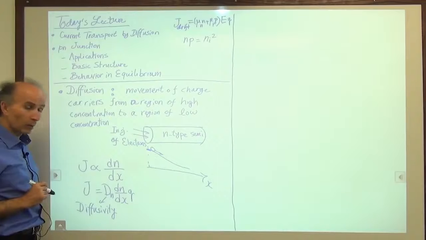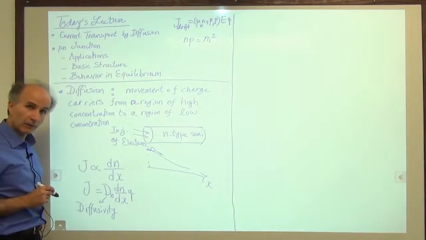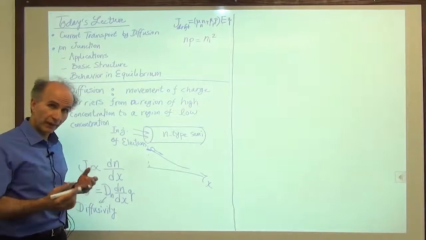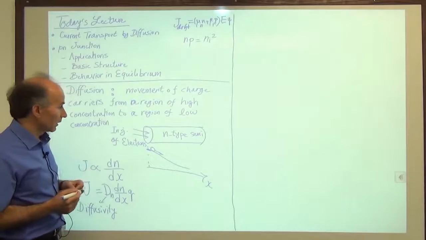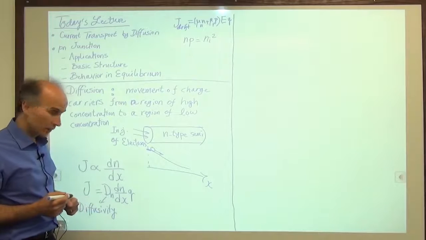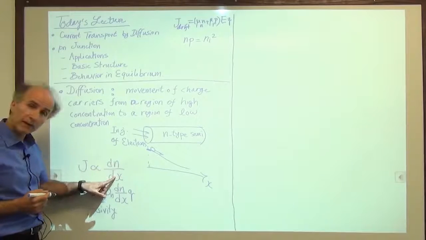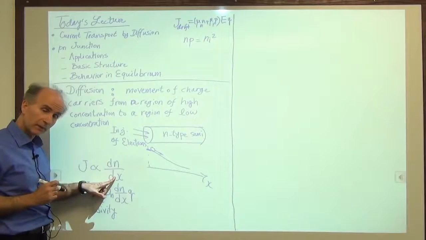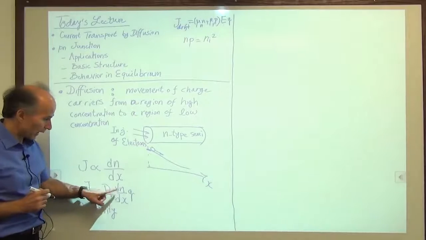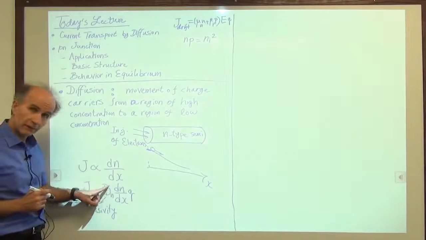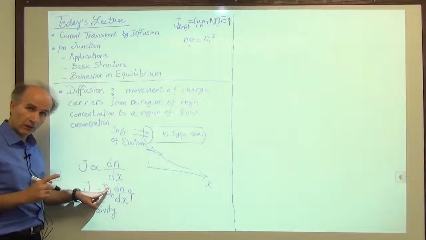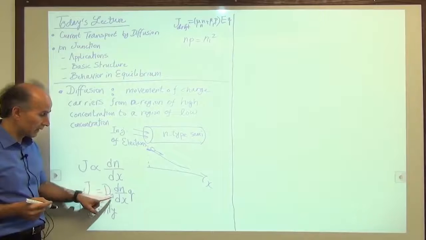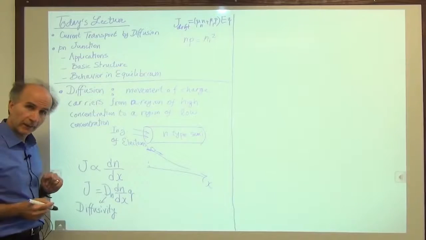What if we have both electrons and holes available in a piece of semiconductor, and both of them have concentration gradients? Well, a similar effect will occur. So we will have dp over dx if there is a concentration gradient for holes, and then we will have to multiply it by some diffusivity. The diffusivity of electrons is not the same as the diffusivity of holes, so we will call that D sub p, and then we just add them up.